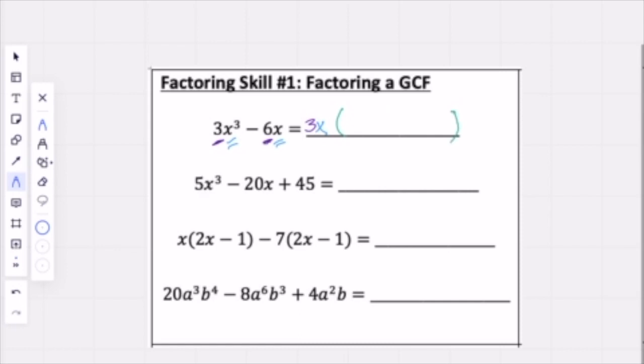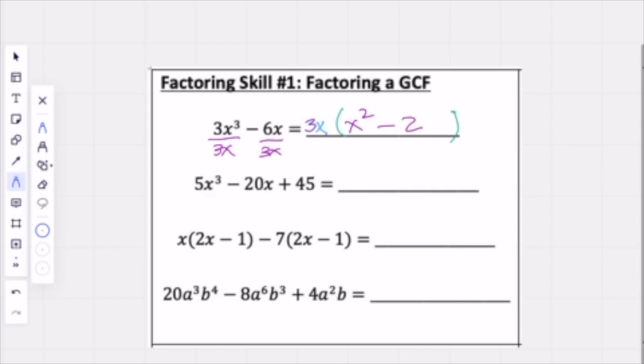And what's going to go inside that set of parentheses is the result when we divide out that GCF. So let's divide out the 3x from both of those pieces. We got 3x cubed divided by 3x. That's going to give us x squared. We've got -6x divided by 3x. That's going to give us -2. And that would be our solution. That would be our factored form of this expression. Okay, let's look at the next one.